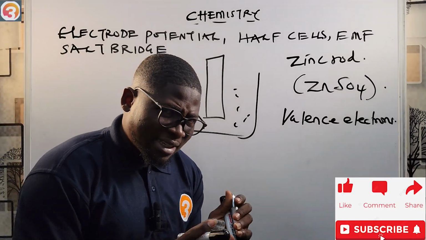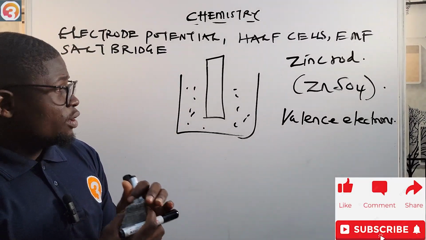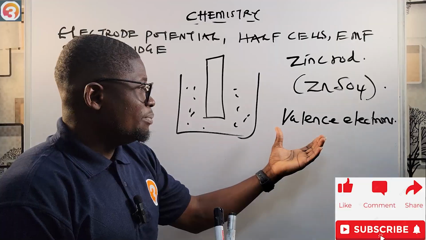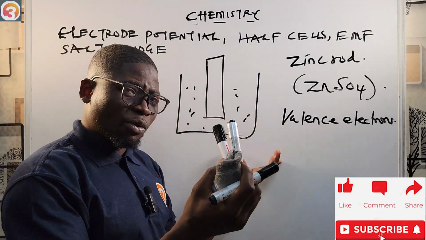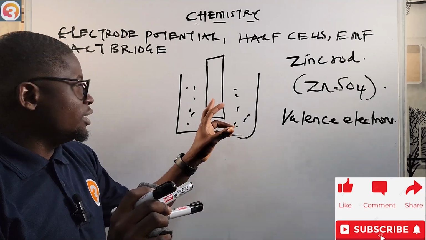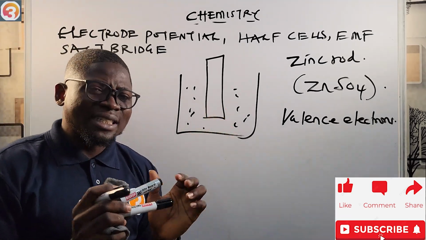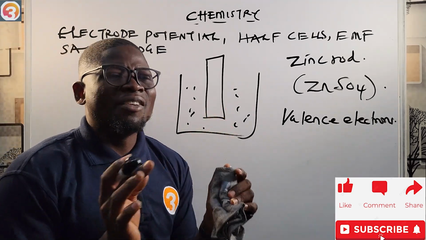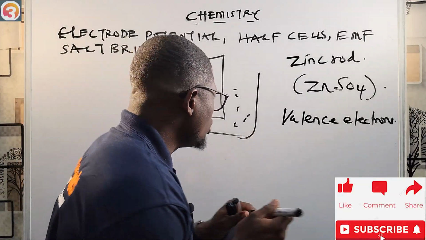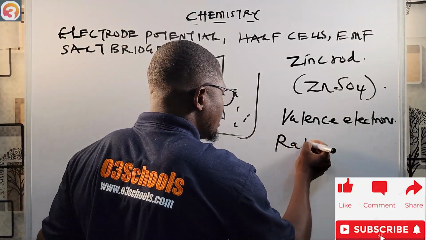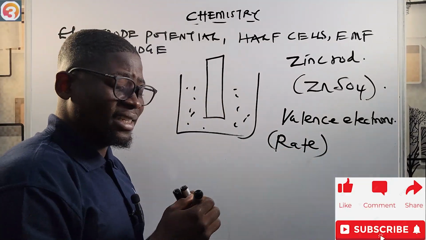Now, these two processes that I've just explained, where the metal ion leaves behind some valence electrons, while some other metallic ions pick up those electrons and leave them as neutral atoms on the metal rod, constitute what we call a reversible reaction. They do not occur at the same time. They do not occur at the same rate.